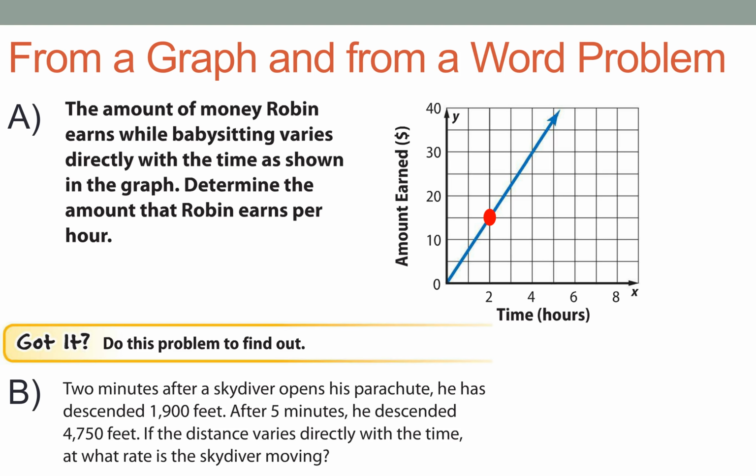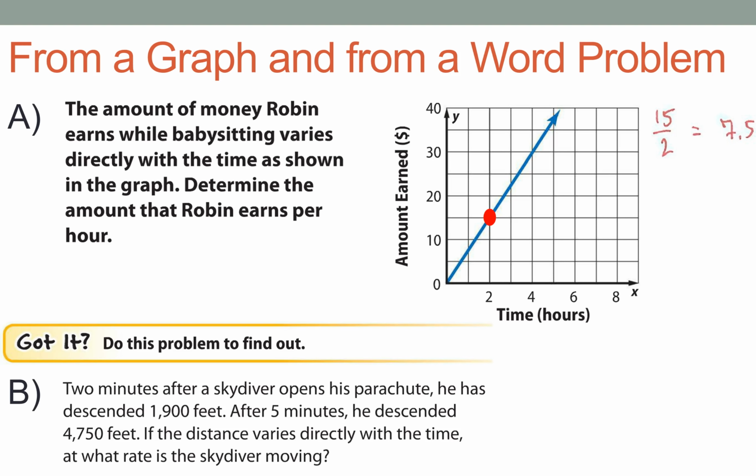I'm looking at the graph and I see that at 2 hours, that graph goes perfectly over the middle of the section right here. So I'm going to put that red dot back. And what that means is that at 2 hours, she earns $15. 15 divided by 2 is 7.5. So she earns $15 in 2 hours. When I divide the 15 in half, it gives me how much she earns for 1 hour.